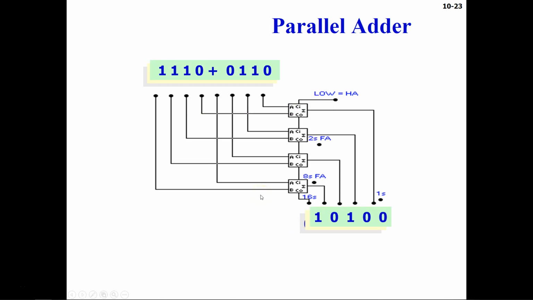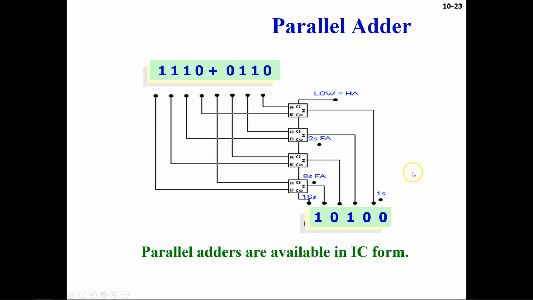Now let's see another example. In this one we are adding 1110 plus 0110, and if you add them up, then you will have 10100. So this type of adder you see here, they can be available in the IC form, and you can use them in the laboratory to construct different experiments. You can make the calculator also using those ICs.